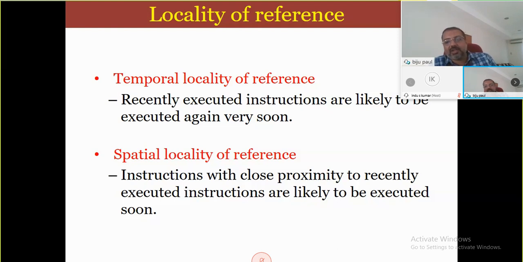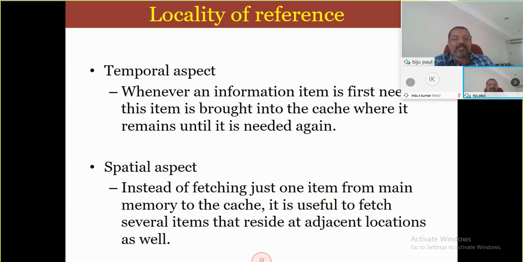Now, spatial locality of reference has another aspect. When the processor is executing an instruction, there is a high chance of executing an instruction very close to it, located in the primary memory. These are the two aspects. Explained this way, the temporal aspect: whenever an information item is first needed, it is brought to the cache memory. It will remain in the cache memory until it is needed again.